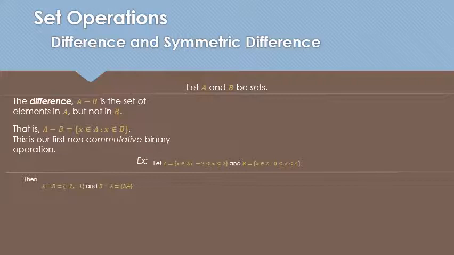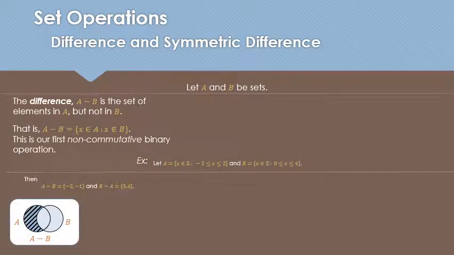Similarly, we can do B minus A. B has the elements 3 and 4 in it, which A does not have. But the other elements in B, 0, 1, and 2, are also elements of A. And so we peel those off to get B minus A. And so here we can see that A minus B and B minus A are not the same thing, right? There is no commutative law for set subtraction. So it's a non-commutative operation.